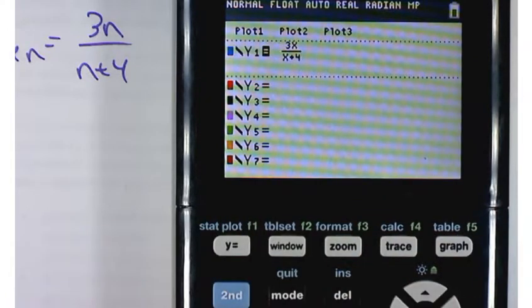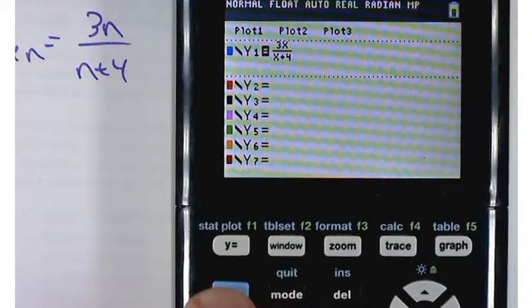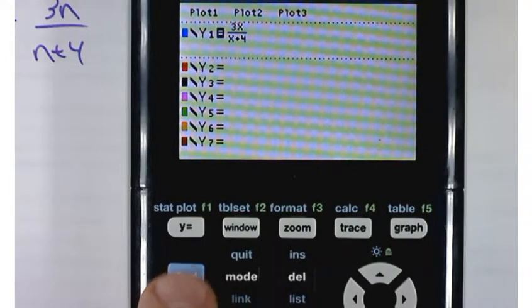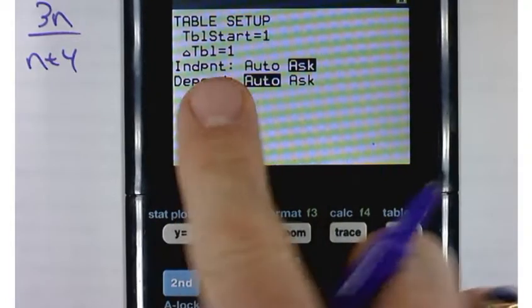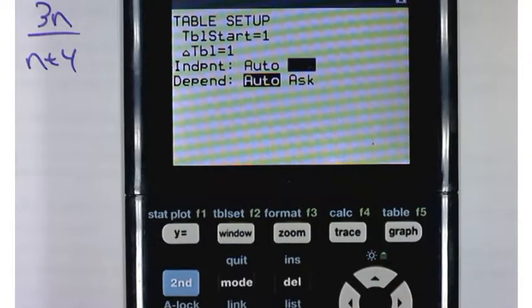Okay, so with this all set, let's go through our table setup. Let's just make sure that our tables are going to read out the way we want them to. This is a one-time setting. Hit the second key, then the window key. Make sure your independent variable here is set to ask. So go down to that line, cursor over to ask, and press enter. Leave this setting that way for the rest of your life. Should be good enough. Okay.